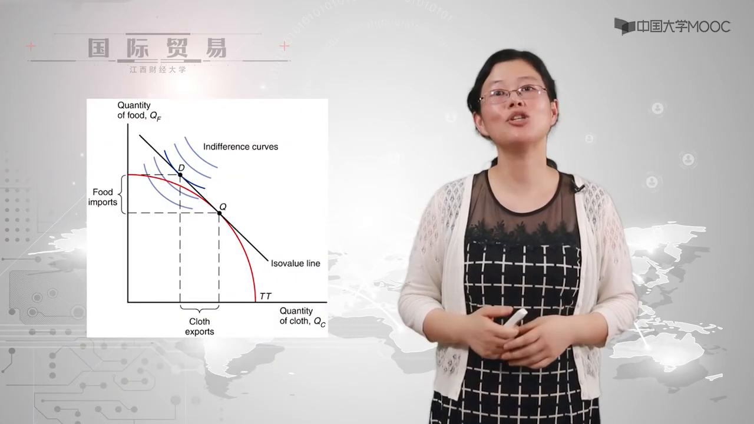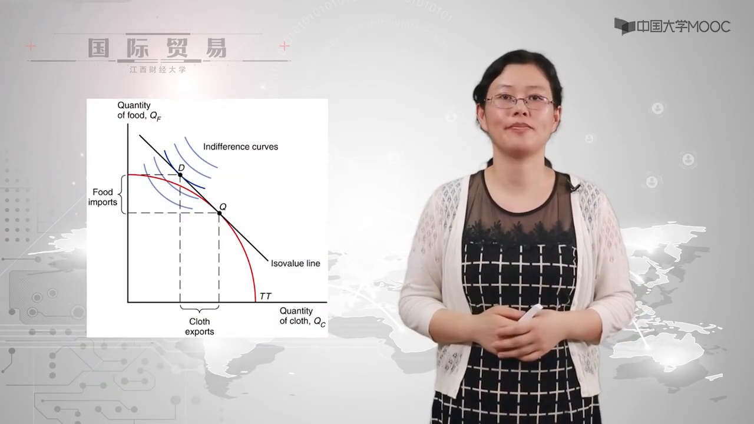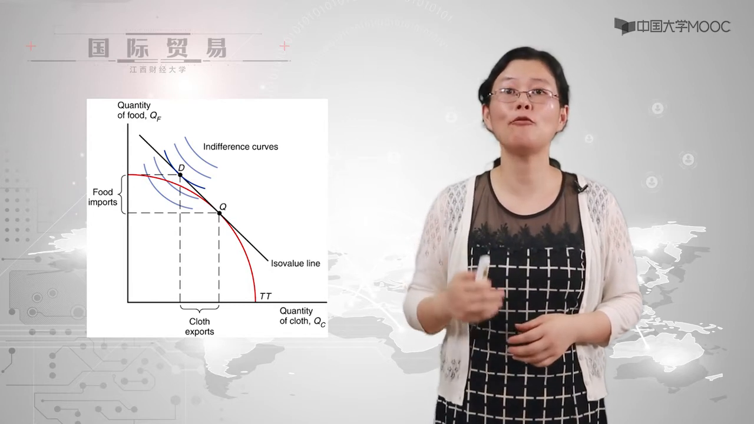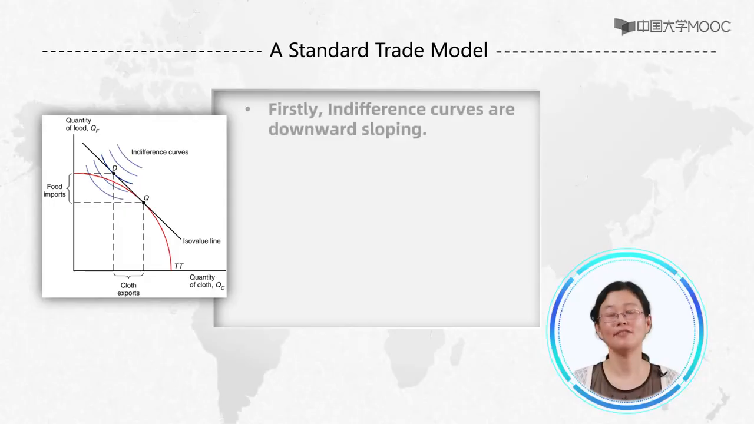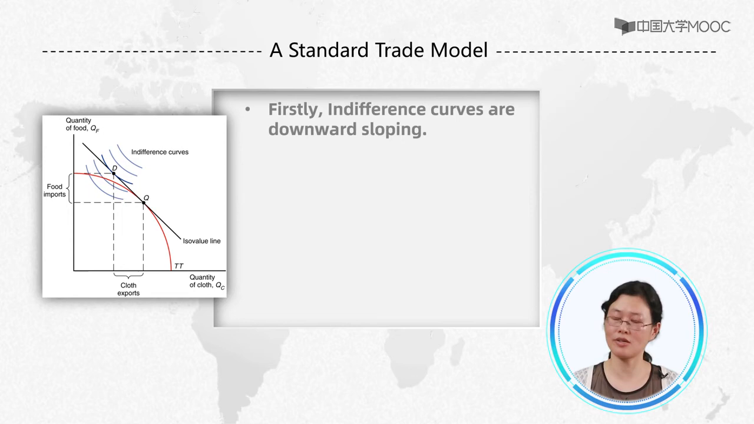Indifference curves have 3 properties. Let's look at figure 3. The figure is helpful for us to understand the properties. Firstly, indifference curves are downward sloping. In figure 3, if you consume less food, then you must consume more crops to be equally satisfied.